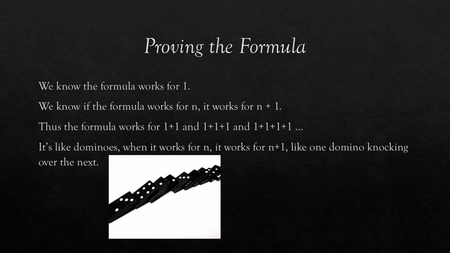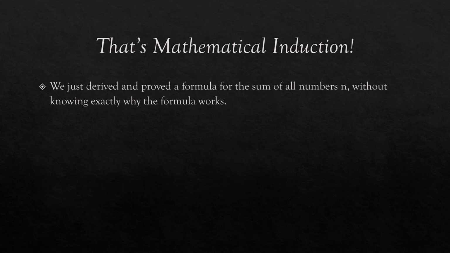We will see that this will knock over every single domino, and for any number n, we know that the sum of all numbers up to n will be nothing but n times n plus 1 over 2. That was the process of mathematical induction, and shows us that even if we don't understand exactly where a formula comes from, we can still prove that it works.